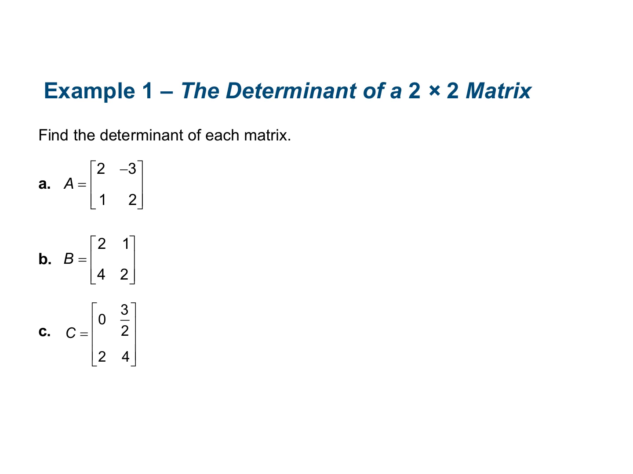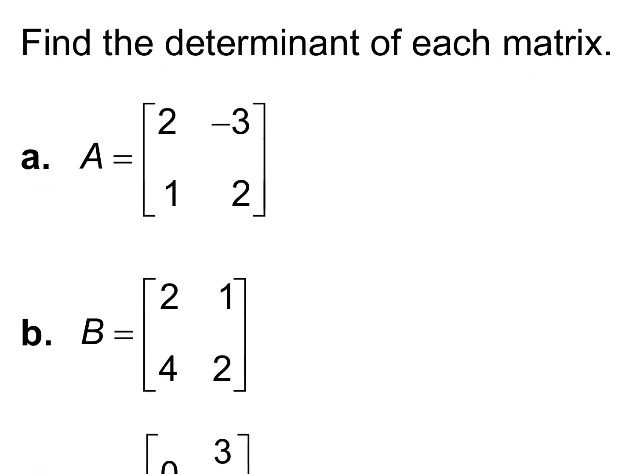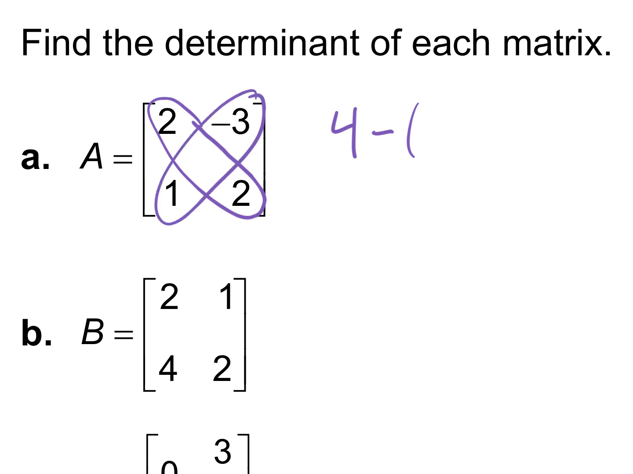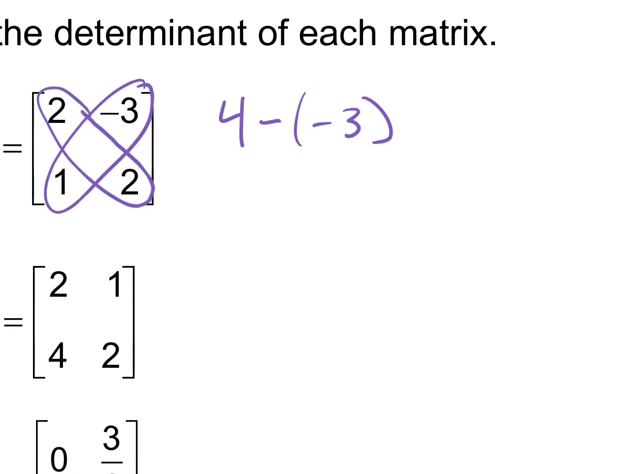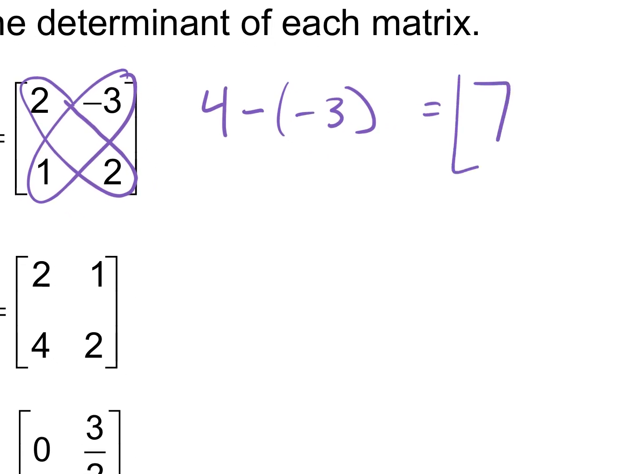So in example 1a, we multiply the majors together. So 2 times 2 would be 4 minus the minors. What's 1 times negative 3? Negative 3. 4 minus negative 3 is 7. So our determinant would be 7.